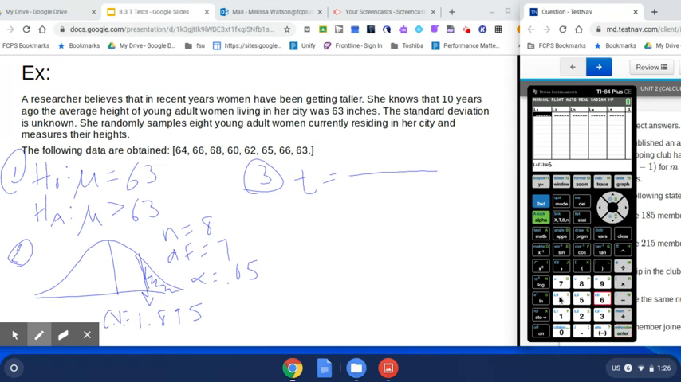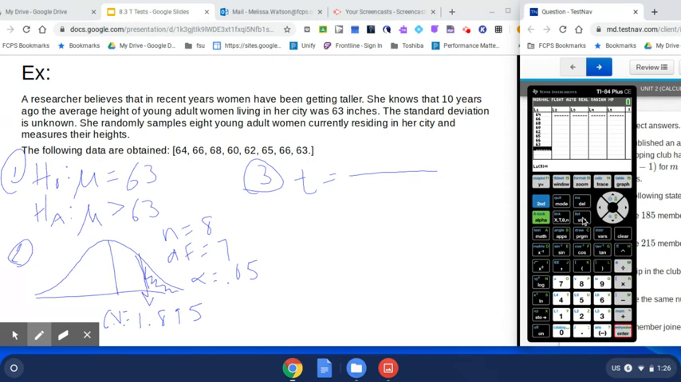So our first height is 64, 66, 68, 60, 62, 65, 66, and 63. All right.